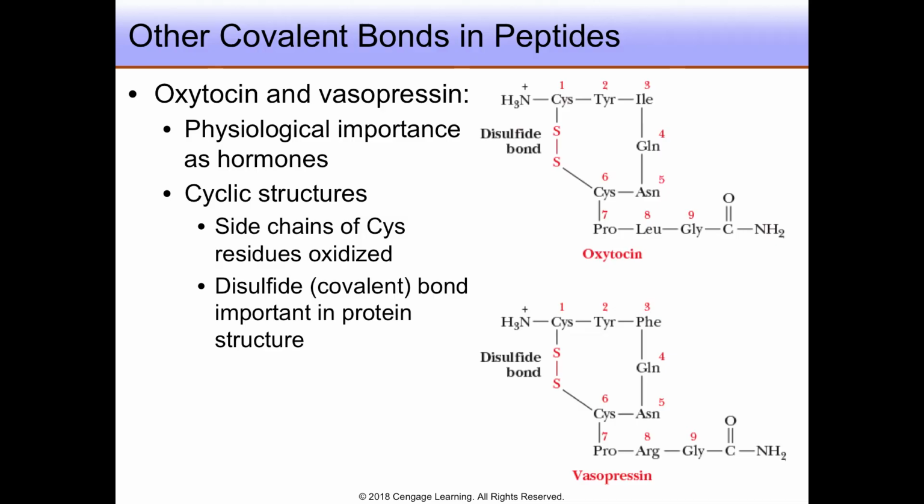In addition to peptide bonds, other covalent bonds are also possible. Two examples are the hormones oxytocin and vasopressin. As you can see from the structures represented here, they each carry 2 cysteine residues that can be oxidized to form a joint disulfide bond. As we proceed, we'll see that the capacity of cysteine residues to form these oxidized bonds plays an important role in the native structures of peptides and proteins.